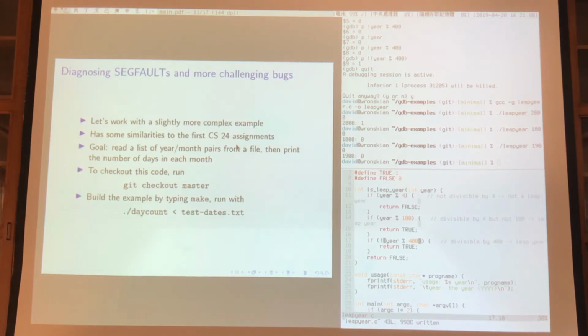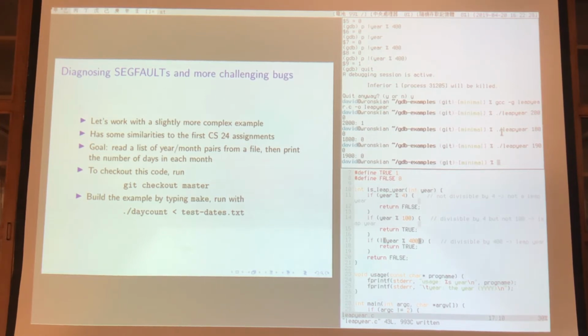Okay, so that was a pretty simple example. Now that we know how to set breakpoints, move around and look at things, it's time to get into some more advanced debugging. One of the problems that a lot of you have undoubtedly run into is seg faults. A seg fault is a memory segmentation fault, which happens when you illegally access memory that you're not supposed to. So right now what we're going to do is work with a program that's similar to the first few CS24 assignments almost. Once again, it's really a contrived example where we want to read a list of years and months from a file, and then we're going to print the number of days in each month.